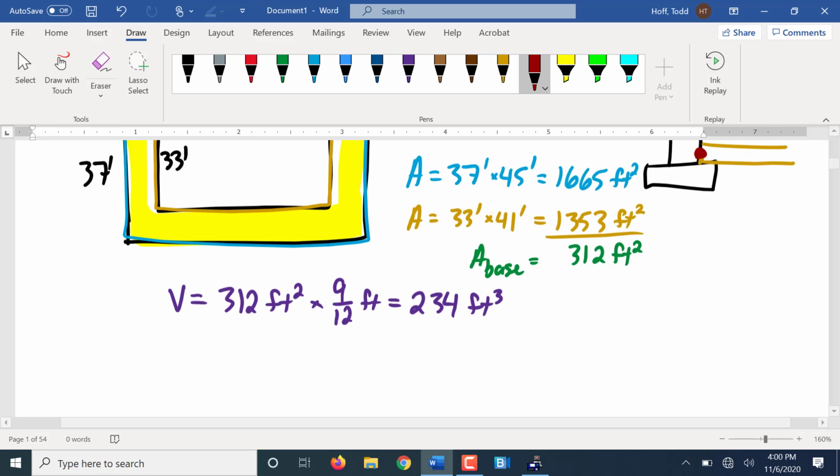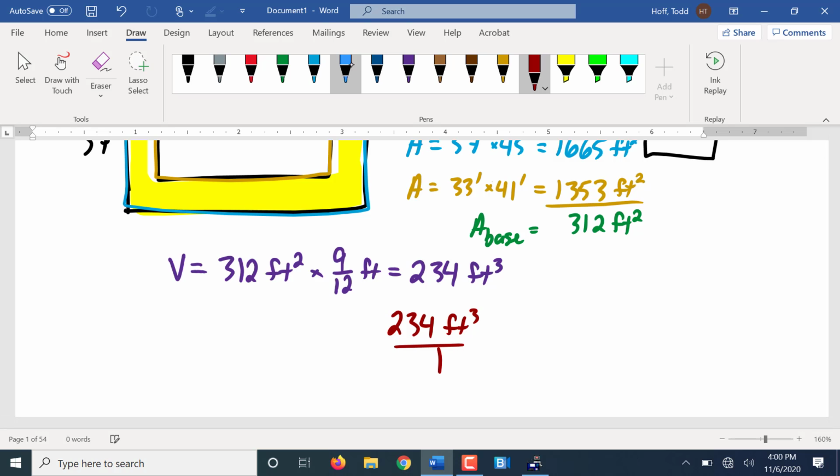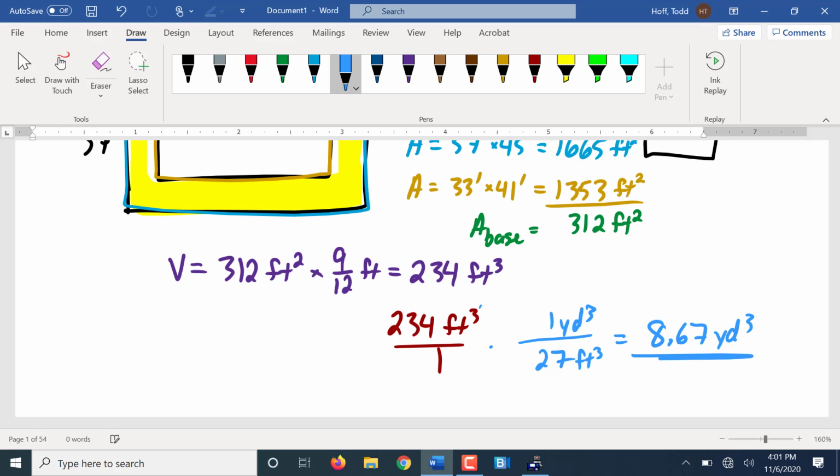Now let's convert it into cubic yards. What's our conversion for cubic yards? Divided by 27, that's correct. 8.67 cubic yards. What do you think? Not so bad?